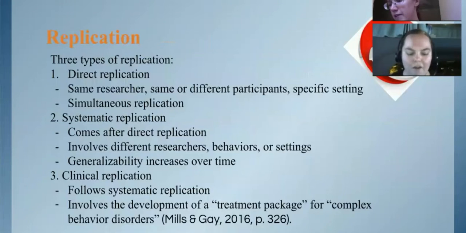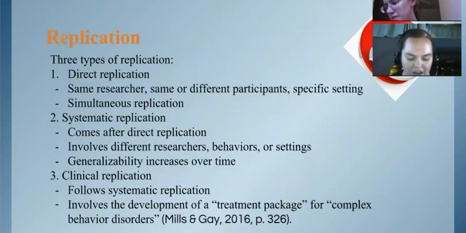Now, as we have mentioned before, replication is vital to single subject studies. There are three models for replicating a single subject study. According to Mills and Gay, in direct replication, the original researcher repeats the study with the same participants or with similar participants in the same setting.